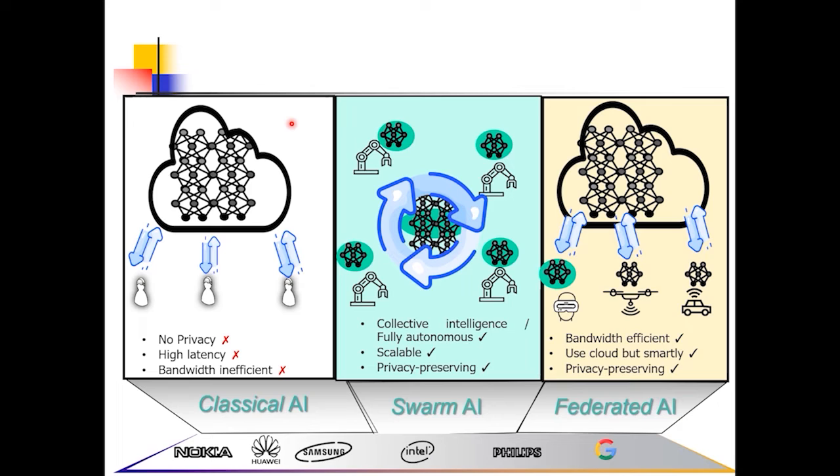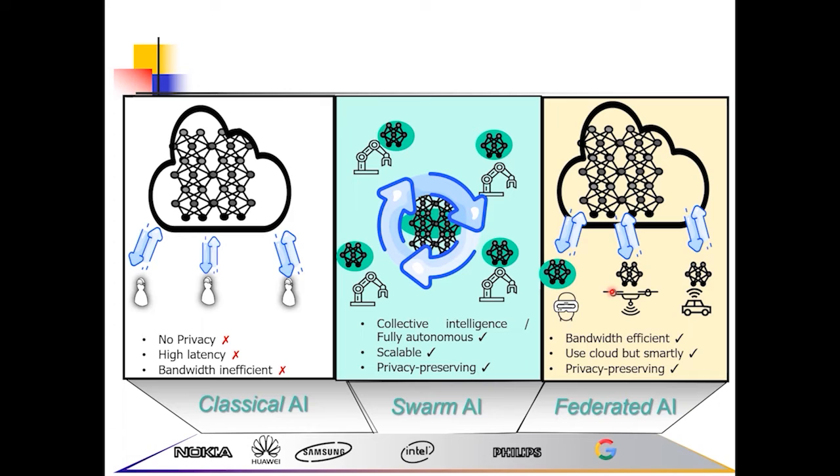So everyone probably has seen this slide before. But essentially, traditionally, intelligence has been associated with the cloud. So this is what we refer to as classical AI, where the devices were basically transmitting their raw and private data to the cloud for training and inference.